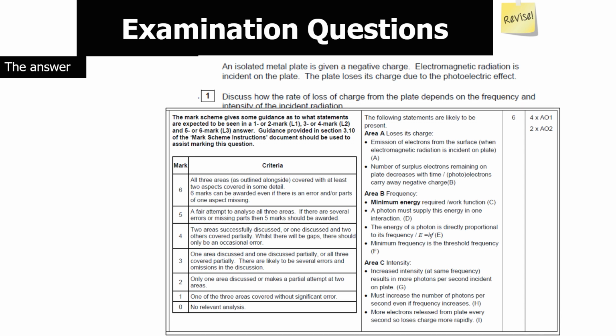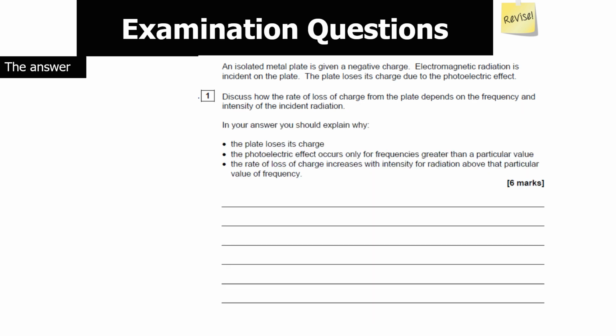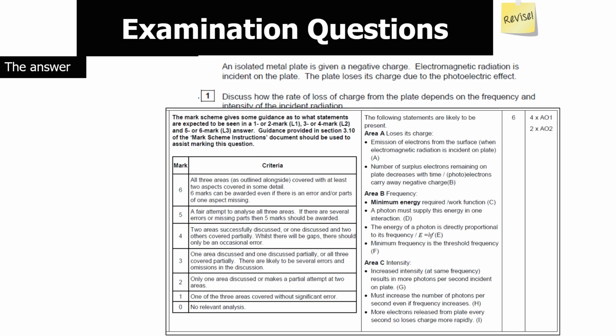In terms of frequency, we know that the effect only occurs for frequencies above a particular value. The minimum energy required to liberate the electrons from the atoms of the metal surface is the work function. A photon must be supplied to give the electron its energy in a one-to-one interaction. So the energy of a photon, the energy supplied to the electron to be liberated, is equal to hf, and therefore the minimum frequency required is the threshold frequency. You can see how it's important that we learn the key terms to do with the photoelectric effect.